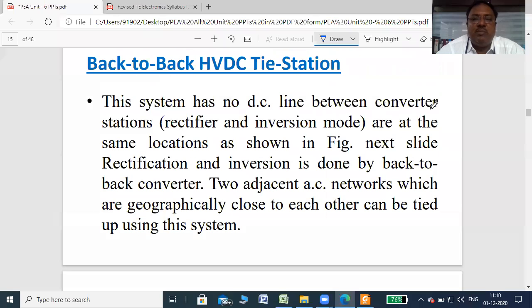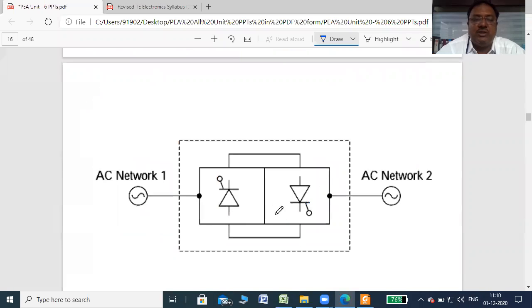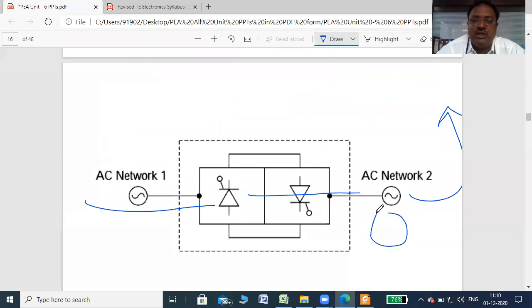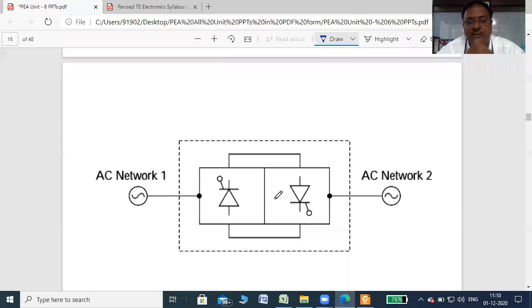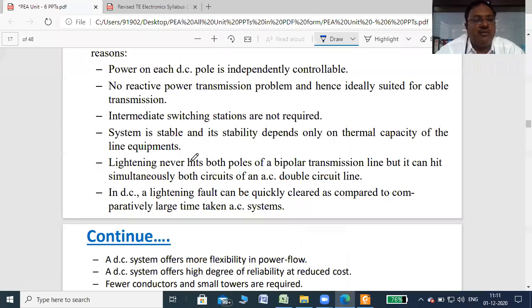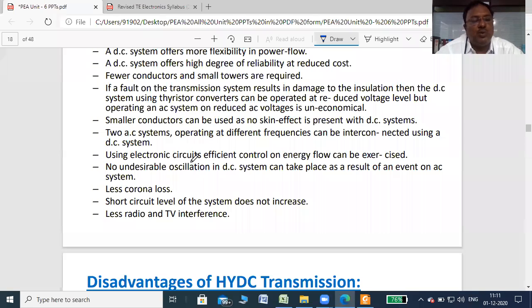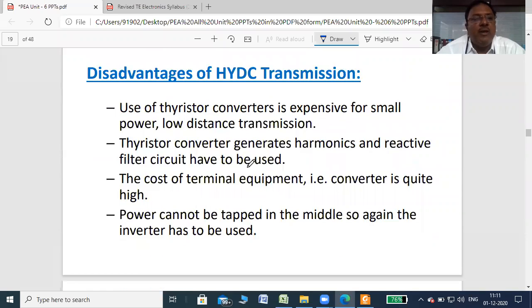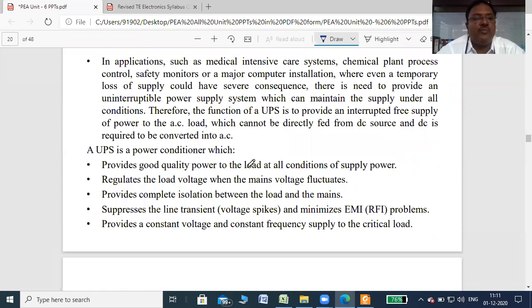And then back-to-back tie connection, right? The system has no DC link between converter stations, a rectifier and inverter mode are at the same location. So converter as well as inverter is at the same location. AC is converted to DC and DC to AC and then given. But definitely this AC may be a different kind of AC, different frequency, different voltage, and so on. So only for that purpose, this type of connection or circuit is used, right? So advantages are given. I'll just forward this PPT so that you all can read it thoroughly, and this is helpful for your preparation, right?